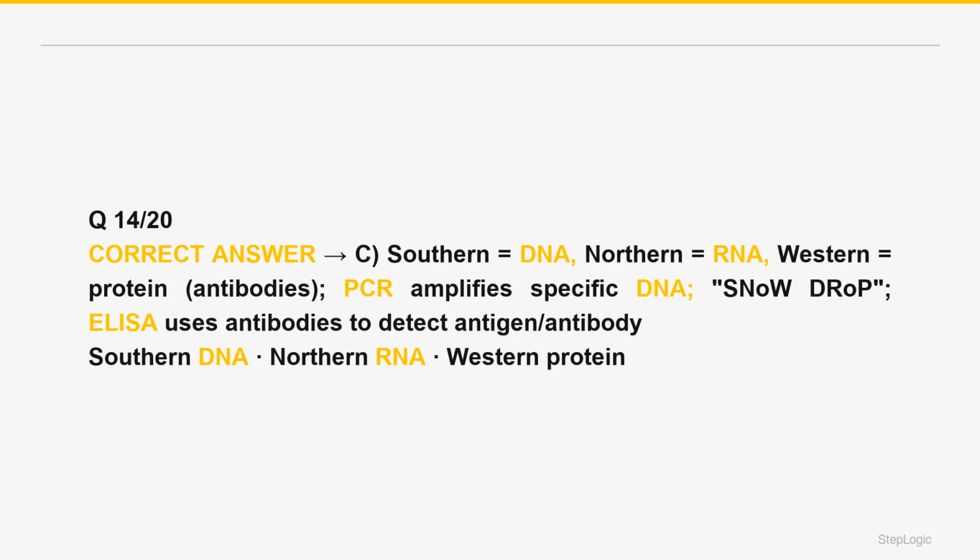PCR, polymerase chain reaction, amplifies a specific DNA sequence exponentially using primers, heat cycling, and DNA polymerase. RT-PCR amplifies RNA after reverse transcription. qPCR quantifies. ELISA, enzyme-linked immunosorbent assay, uses antibodies to detect or quantify a specific antigen or antibody, e.g. screening tests. So Southern DNA, northern RNA, western protein, PCR amplifies DNA. The SNOW DROP blotting assignments are correct.